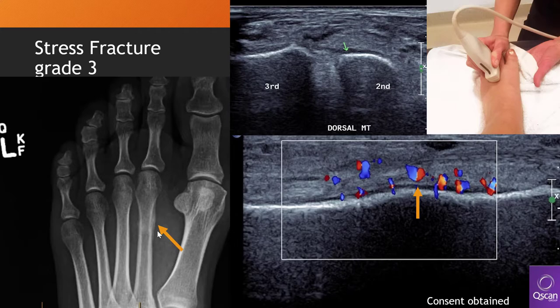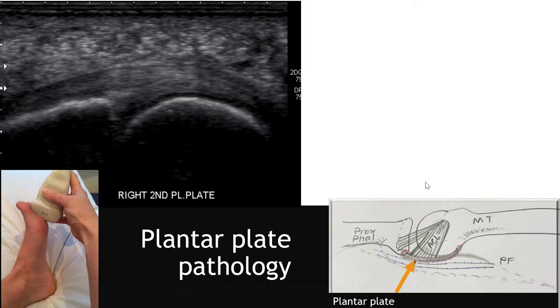Now in terms of technique, when you're looking at the metatarsal shafts, I tend to use a 12.5 frequency probe. I found that sometimes the higher frequency probes can miss the Doppler activity, so that's just a little tip to play around with the sensitivities of your machine.